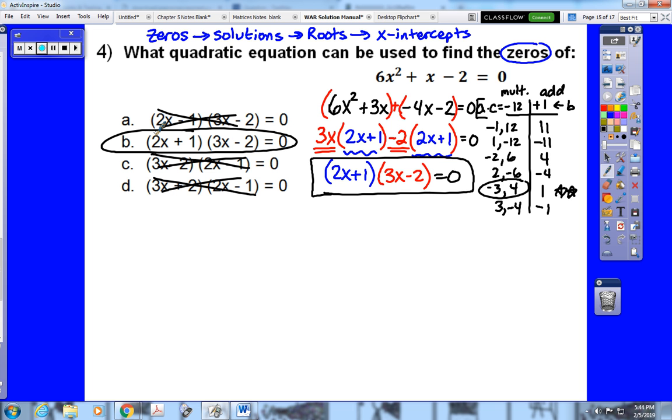Now, if you're not great at factoring, here's a trick you could use. You could FOIL these answers out to see which one is equal to 6x squared plus x minus 2, and that would work as well.